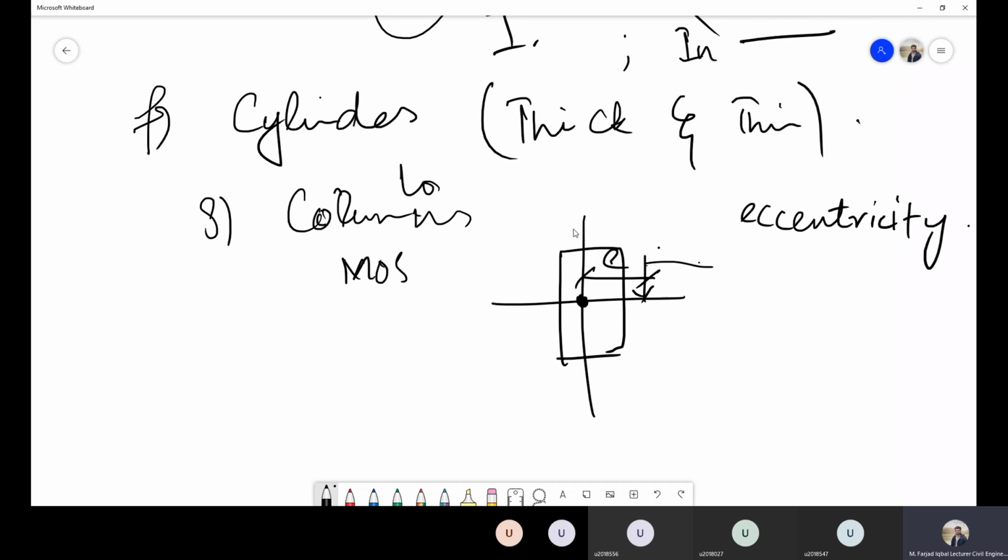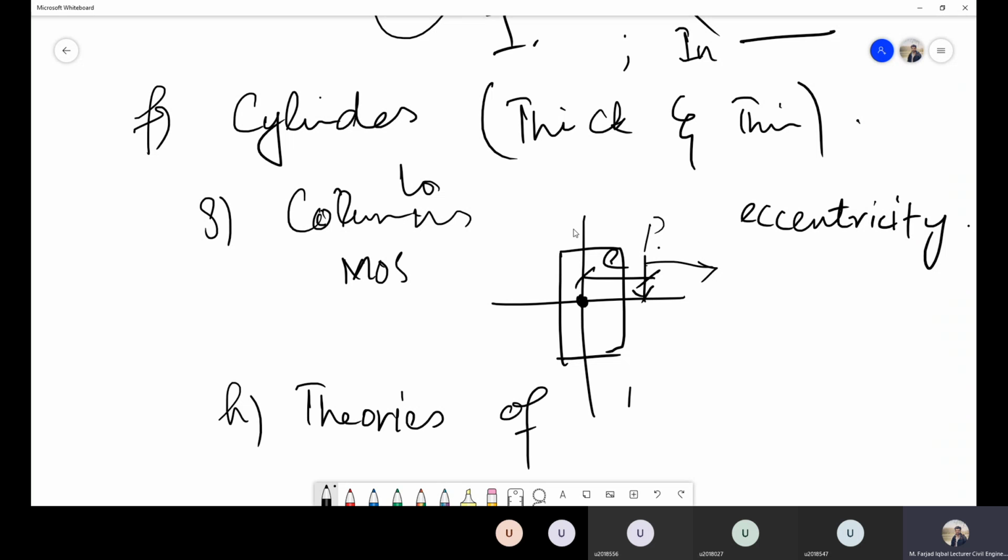So to calculate the stresses when the load is acting at some distance from the centroidal axis, we will study some methods to figure out the stresses in this case and how to design a column in this case. So this is another topic, and the final topic that we are going to study is theories of failure.